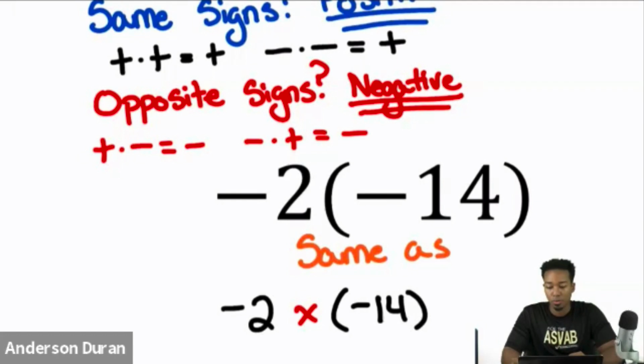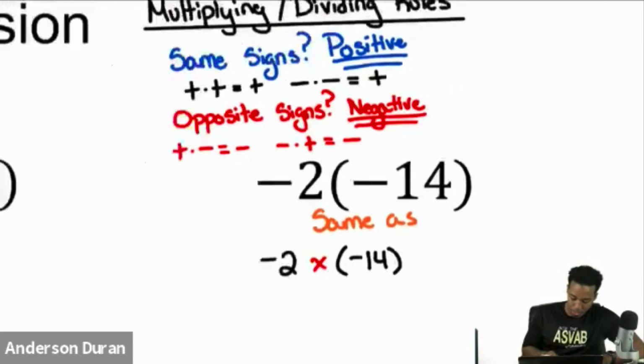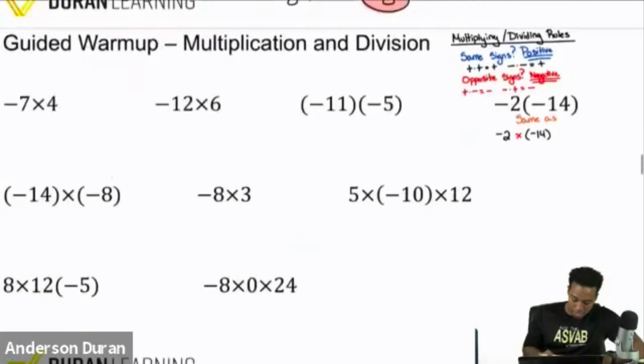So again, if you don't have an operation, perfect, sounds good. If you don't have an operation there, it will be multiplication. So let's go and get this done, my party people.